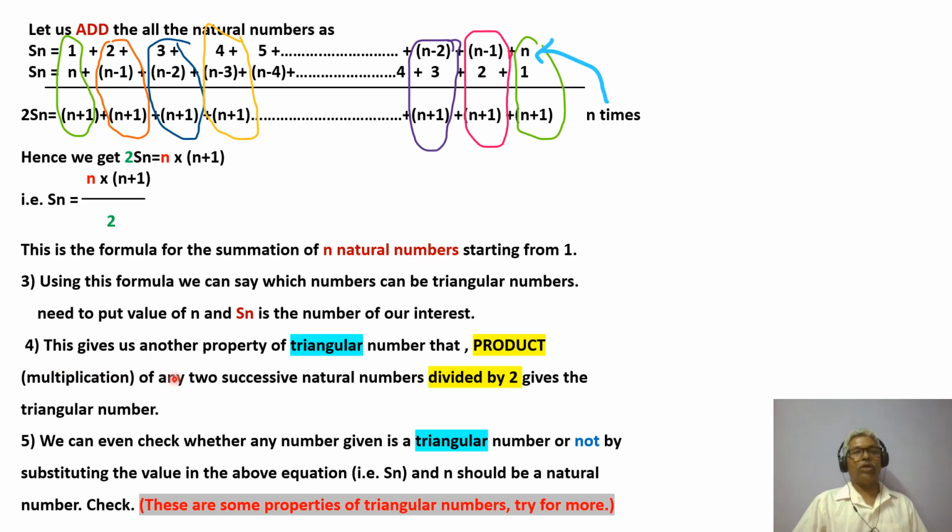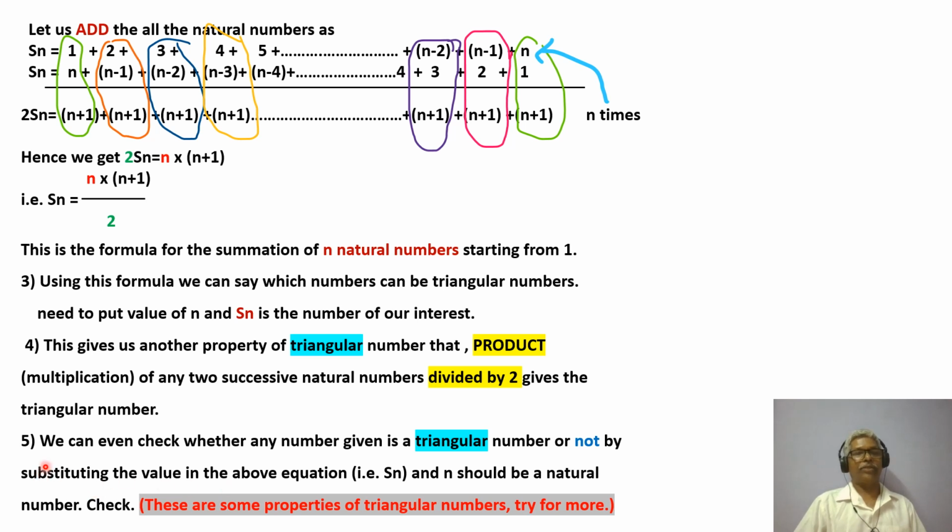So this gives us another property of triangular numbers: the product, or the multiplication, of any two successive natural numbers divided by 2 gives a triangular number. n into (n plus 1) divided by 2. So take any number, 12 into 13 divided by 2, 13 into 14 divided by 2, 101 into 102 divided by 2. That number is a triangular number. This is the fourth property.